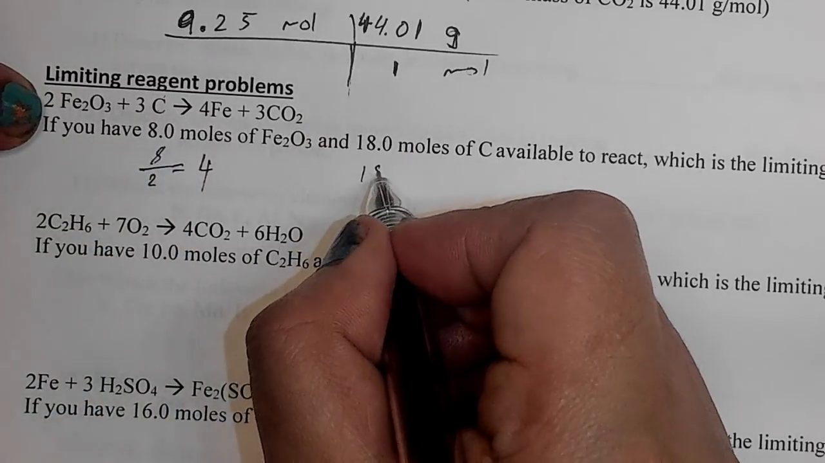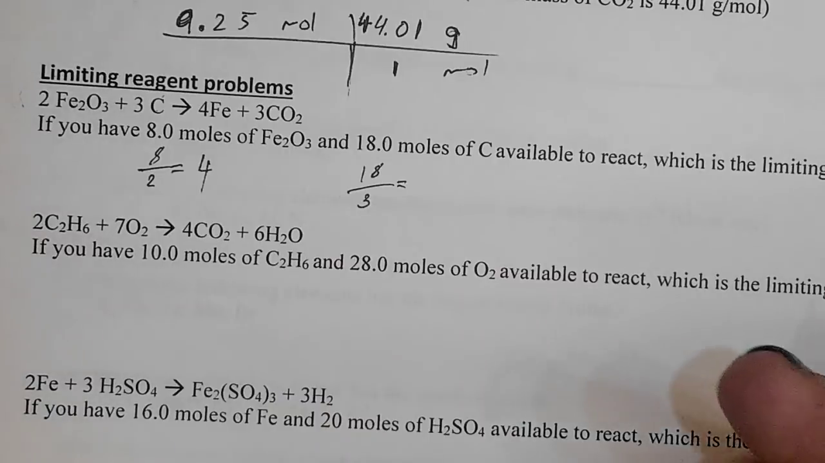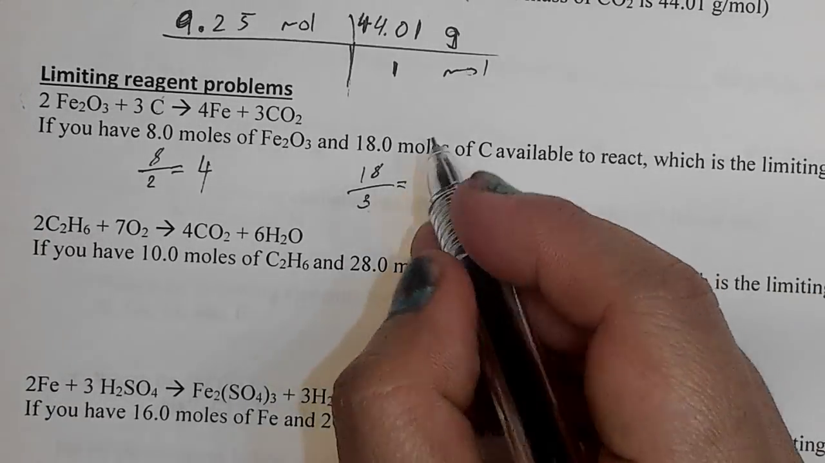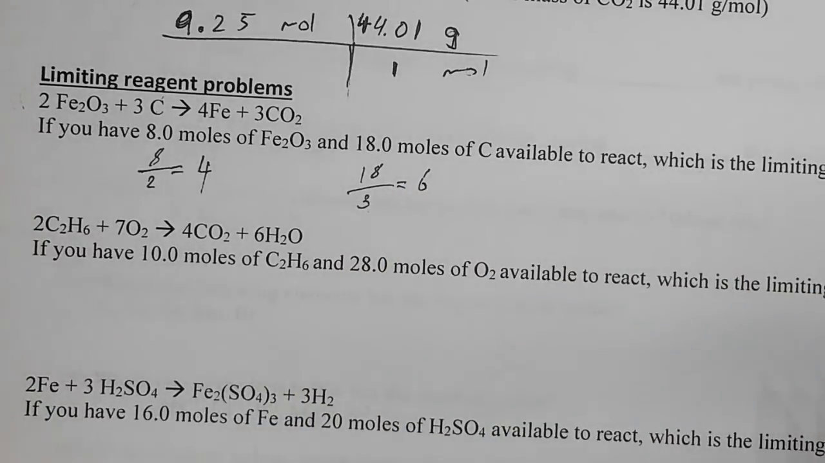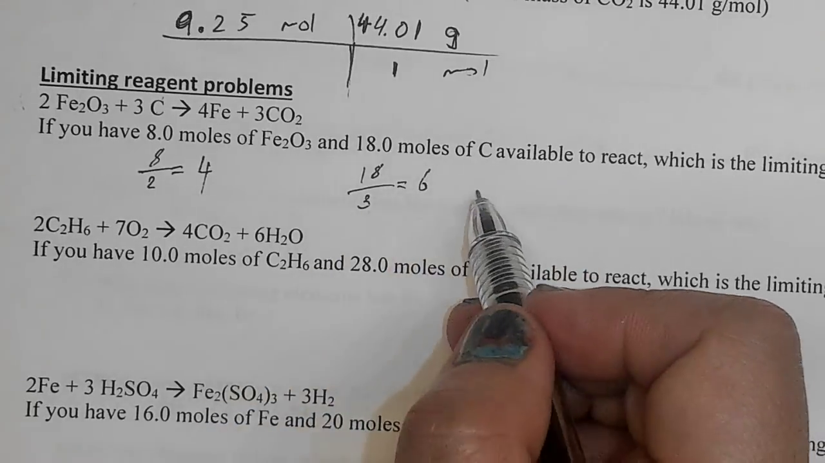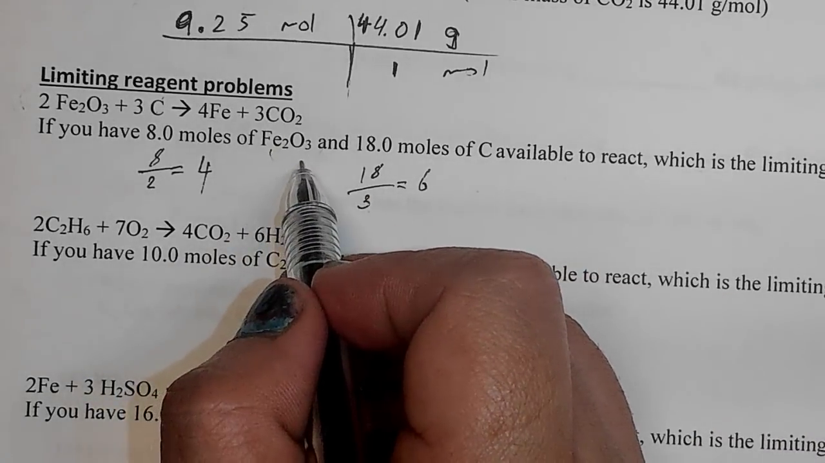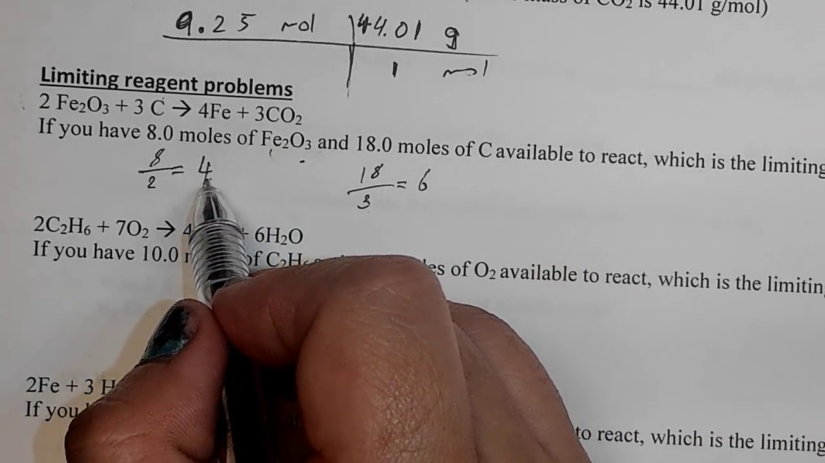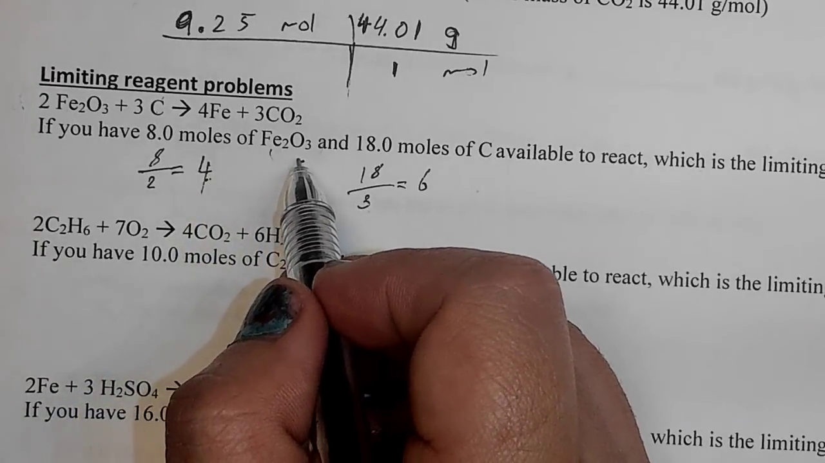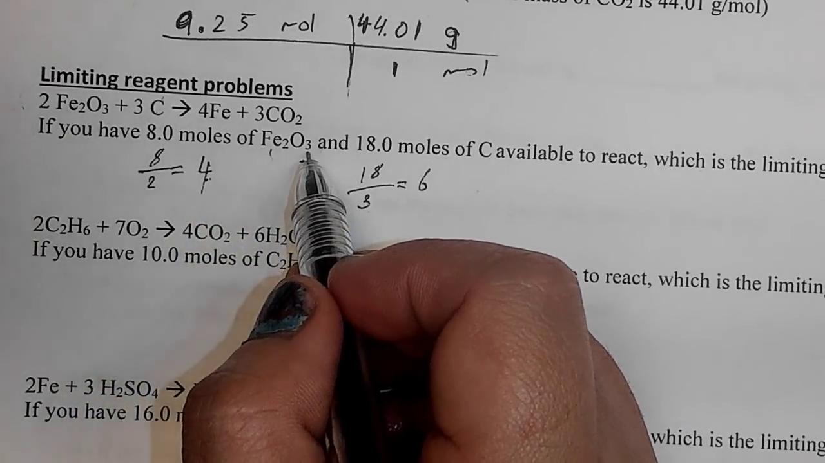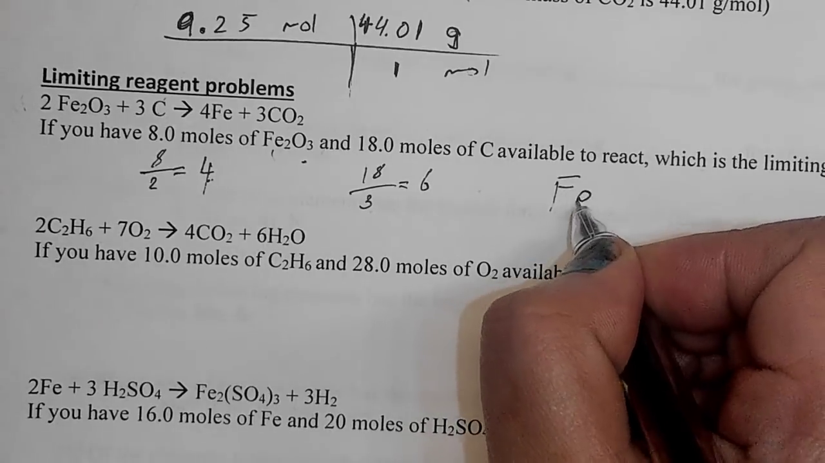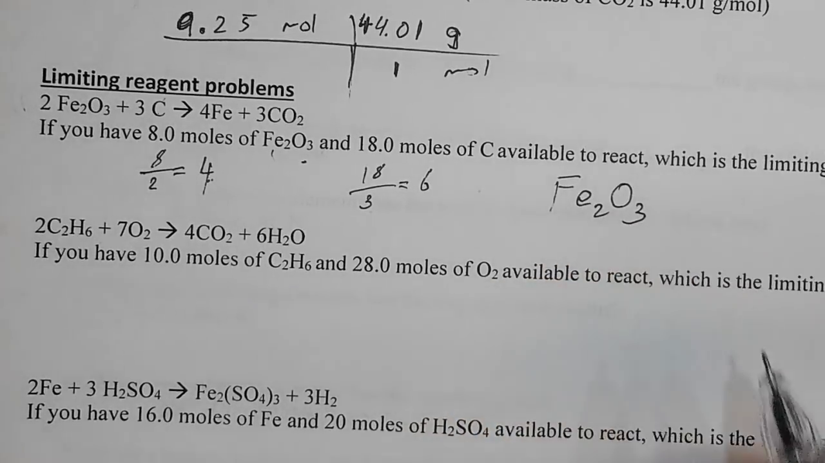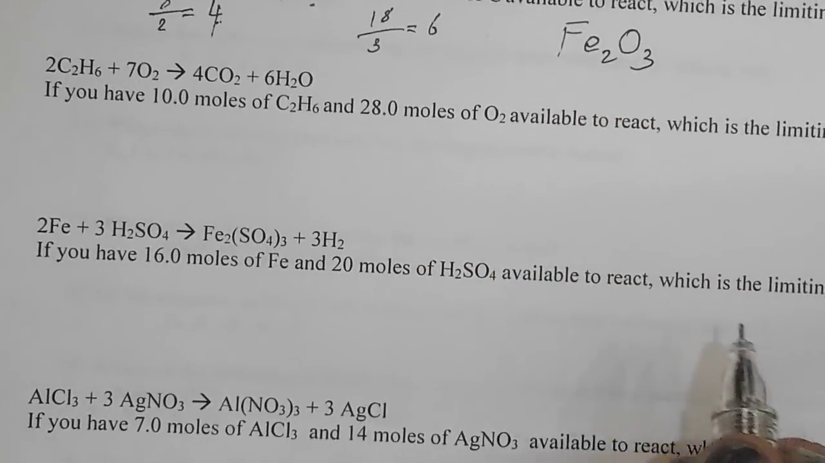So that means 18 divided by 3, 6 times. That means Fe2O3 is the limiting reagent, because it can only run 4 times, because after the 4 times, all your Fe2O3s run out. Okay, so the answer is Fe2O3. You're going to do the same thing to the next one.